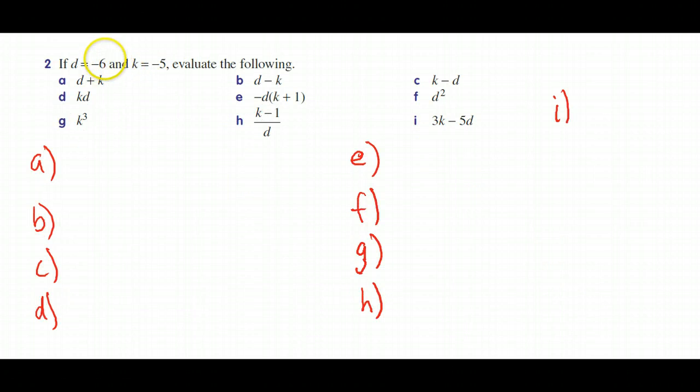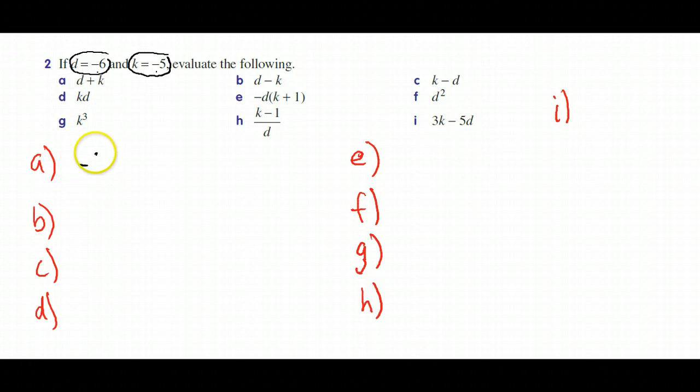Okay, in question 2 it's pretty similar, but this time we've got two different values we're given. d equals negative 6 and k equals negative 5. So note these are both negative numbers, and that's going to create some more interesting situations when we substitute them in. So in a we've got d plus k.